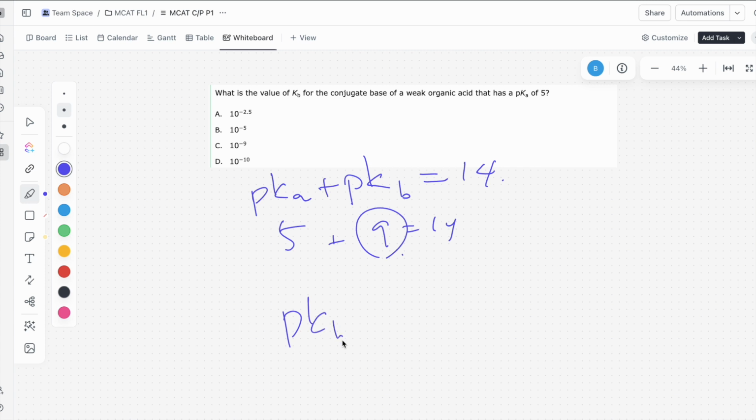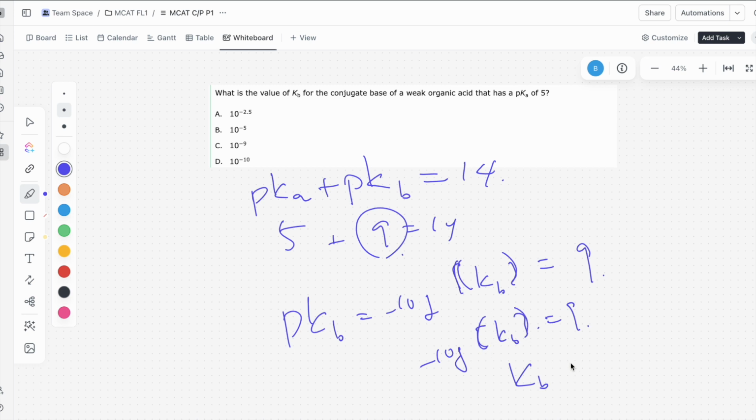Remember, pKb is equal to negative log of Kb, and we're given that pKb is 9. So that means negative log(Kb) equals 9. We can use parentheses there. And that means Kb has to equal 10 to the negative 9, which means the answer is C. Now, if you're not comfortable with exponents or logarithms, definitely go check those, as they are pretty important for the MCAT, and you're expected to know how to use them.